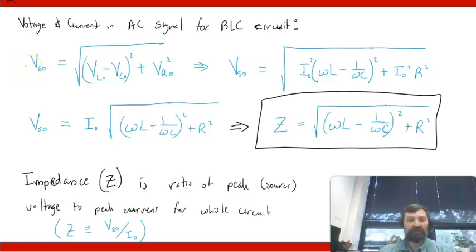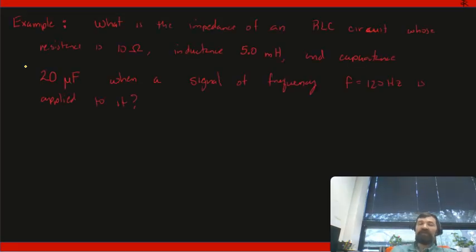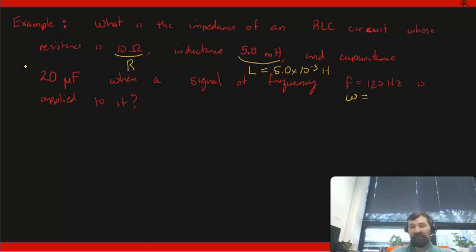Let's look at a quick example of impedance before continuing on with our lecture here. We want to know what the impedance is going to be for an RLC circuit given a resistance R of 10 ohms, an inductance L of 5 millihenries, or 5 times 10 to the minus 3 henries, a frequency of 120 hertz.